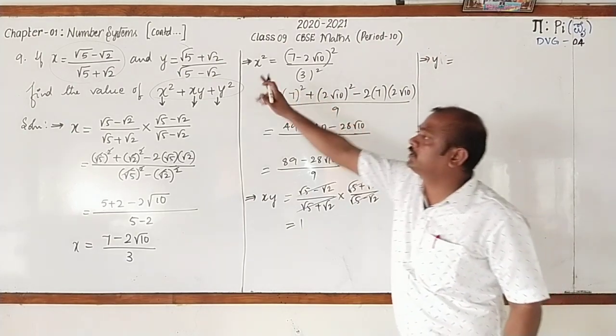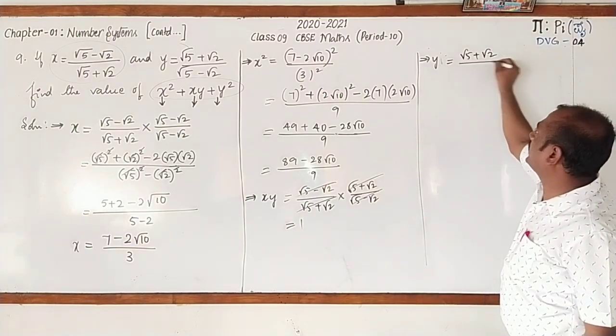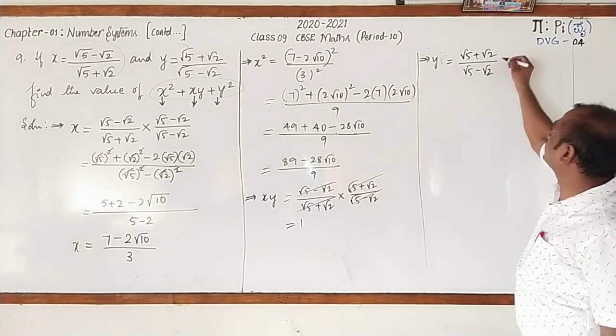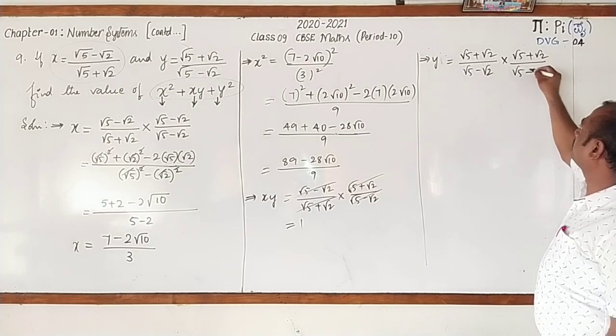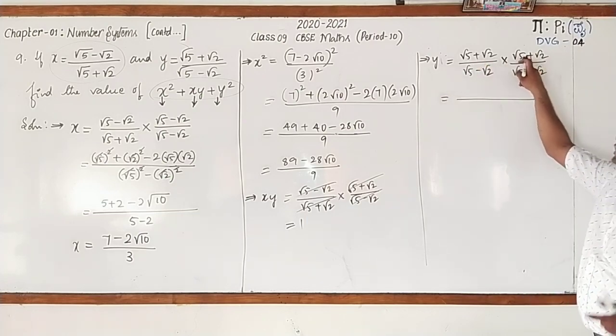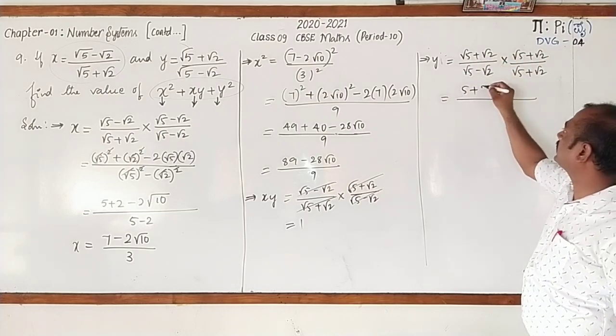Hence first I go for taking y. It is root 5 plus root 2 by root 5 minus root 2. Take the conjugate, root 5 plus root 2 by root 5 plus root 2. The numerator is of the form a plus b whole square. A square, root 5 whole square, 5. B square, root 2 whole square, 2.